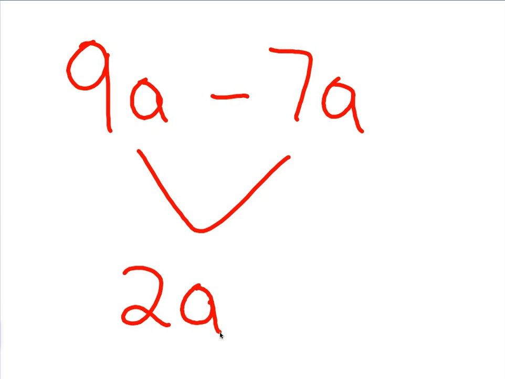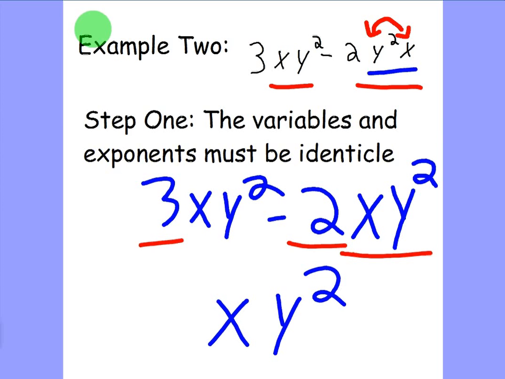This is why we subtract the coefficients. Now notice, the variable stays the same. It's not like it's 9a squared or something weird. It's still 2 apples. So sometimes we want to overcomplicate things in math, when in fact it's just that simple. You just want to subtract the coefficients. Next example.